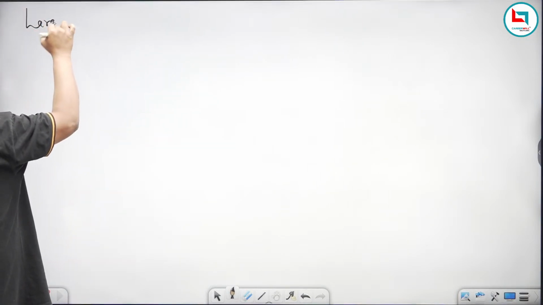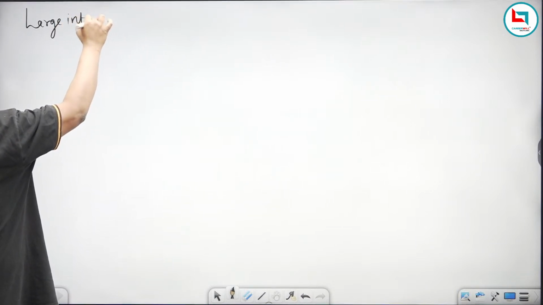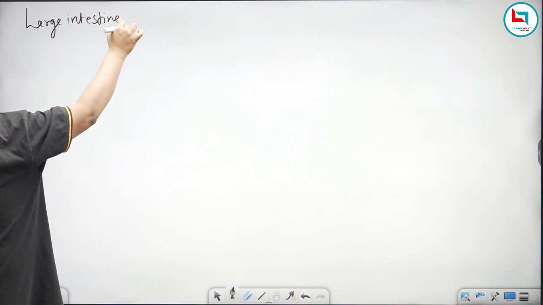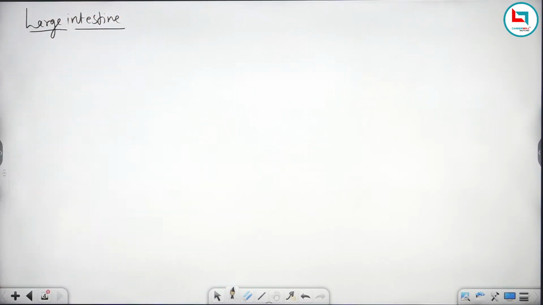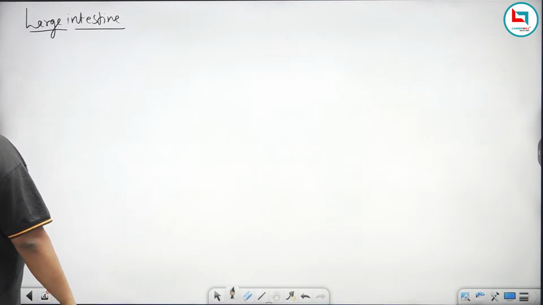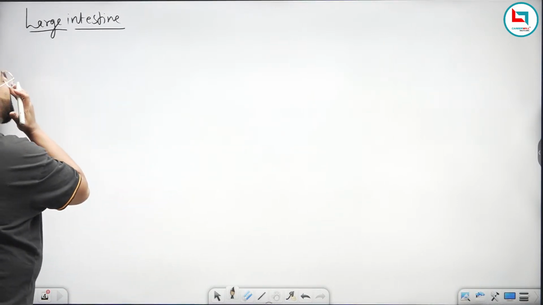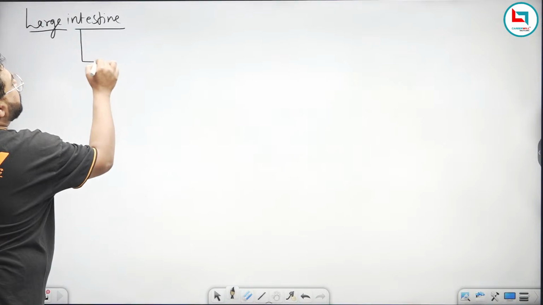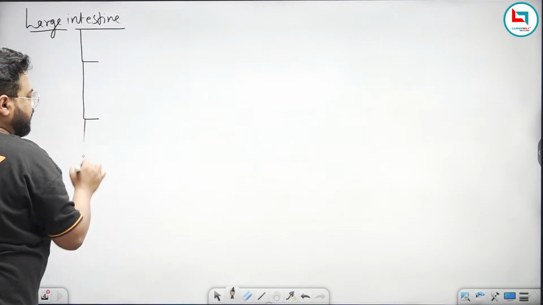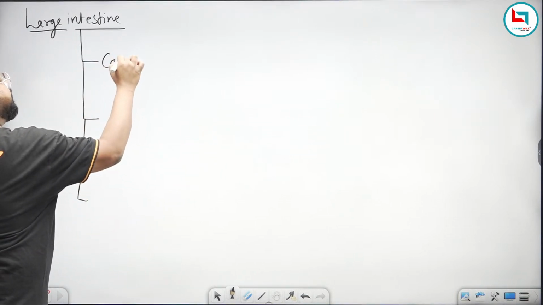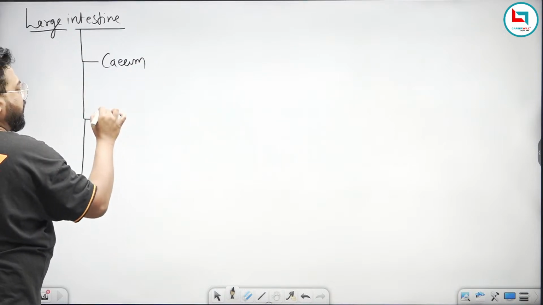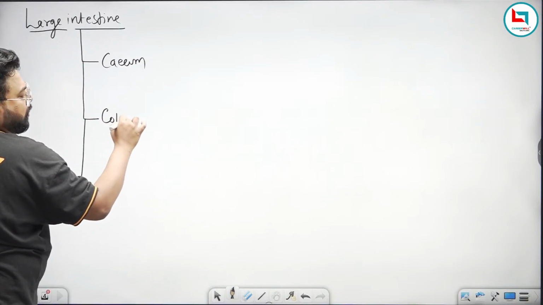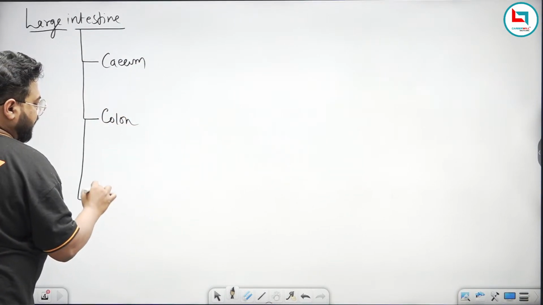Next thing is the large intestine. According to NCERT, it is 1.5 meters, but not in reality. Fine. So large intestine. The large intestine has three different parts. Number one is cecum, number two is colon, and number three is rectum.